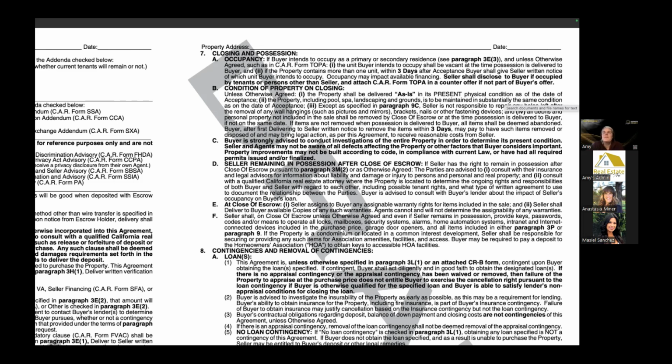So that TOPA form should either be included with the offer or included with the counteroffer. So if the buyer is aware that there is a unit they're putting an offer in on that isn't occupied by the seller, so tenant or anyone other than the seller, they should include that TOPA form, the tenant occupied purchase addendum, with their offer. If not, the seller should include it as part of the counteroffer and disclose that the unit is not occupied by the seller. Okay, so that's what 7A does there.